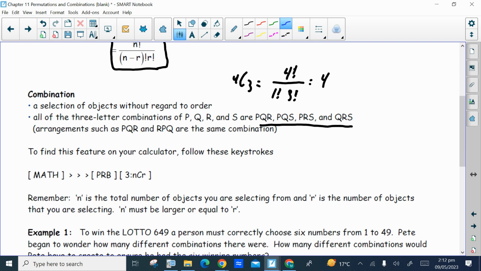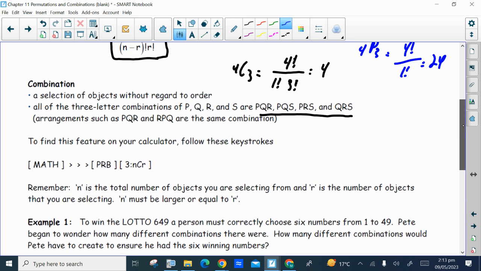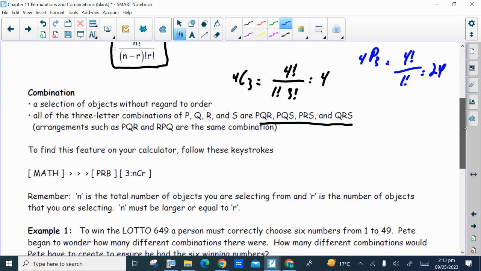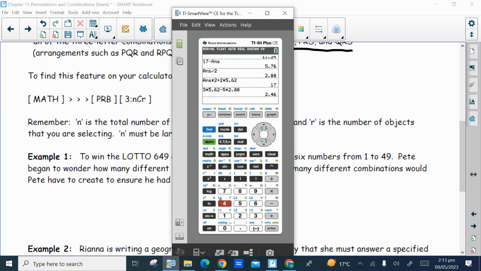However, if you want to know how many different permutations there were of the letters P, Q, R, and S, if only 3 are selected, that would be 4P3. It would be 4 factorial over 4 minus 3, or 1 factorial. That's 24. Again, there's always way more permutations than there are combinations. Or instead of using the formula, again, you can use a calculator to calculate 4C3. So you're going to go 4, you're going to go math over to probability, and number 3 in the list is NCR. So 4C3, again, gives you your answer that way.